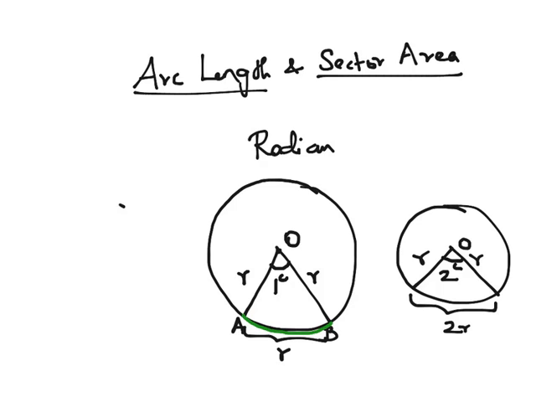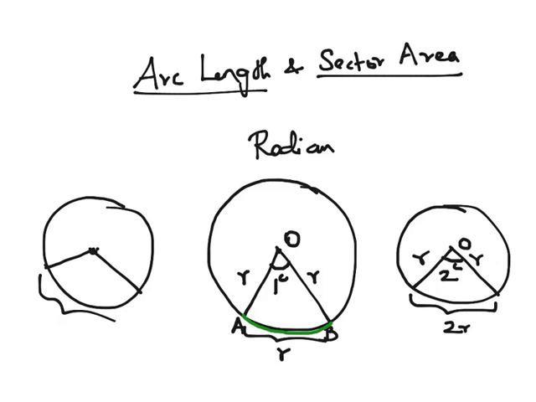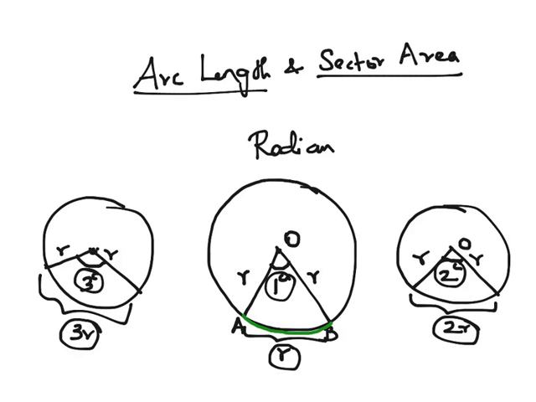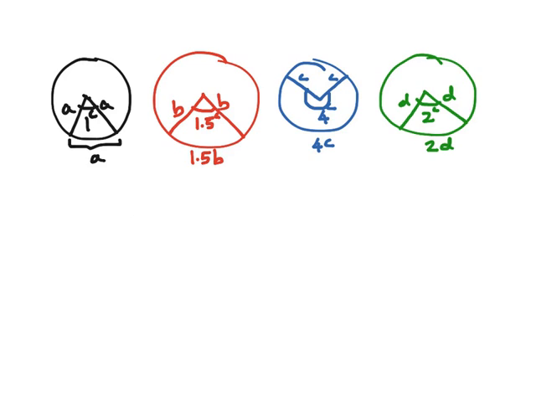Let me construct another circle. Let us say this is the center, and this is R. If this arc length is 3R, then the central angle that you see here is defined as 3 radians. So 1R makes 1 radian, twice the radius makes 2 radians at the center, thrice the radius makes 3 radians at the center. Fine, so let us consider these 4 circles, students.